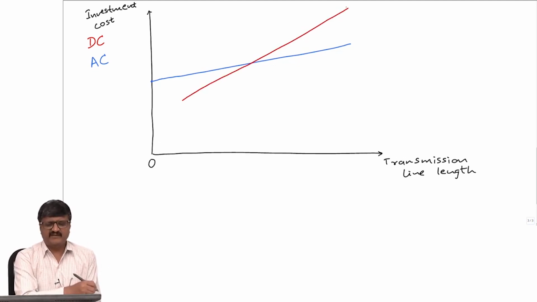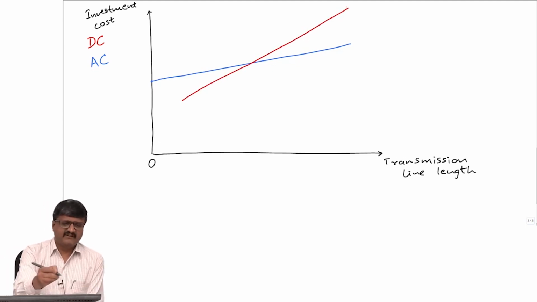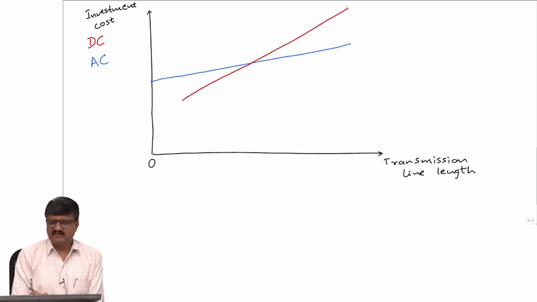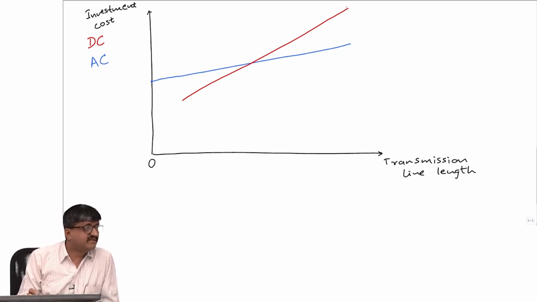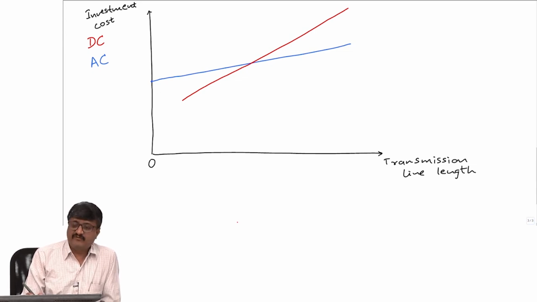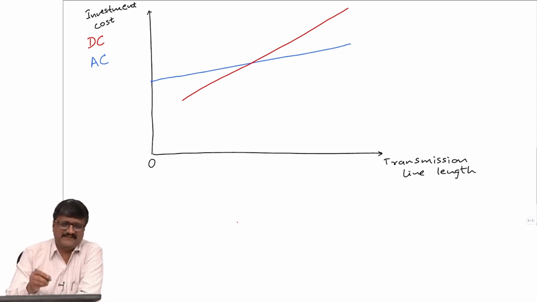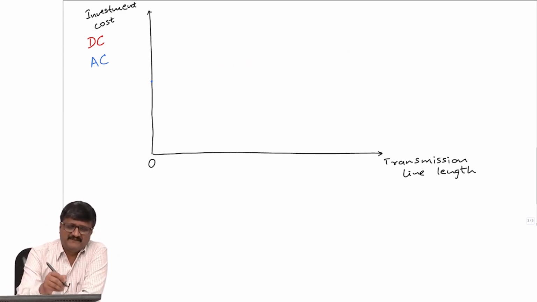Now I do not extend it till the investment cost axis, because in the case of DC it makes sense because there is a 0. Slope for DC is? Oh, sorry, I made a mistake.